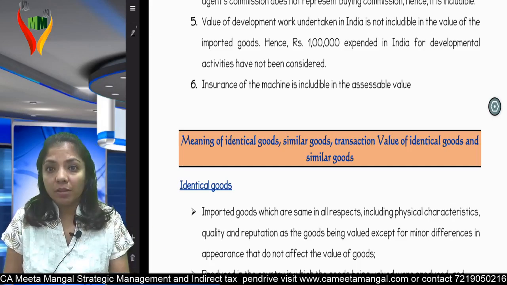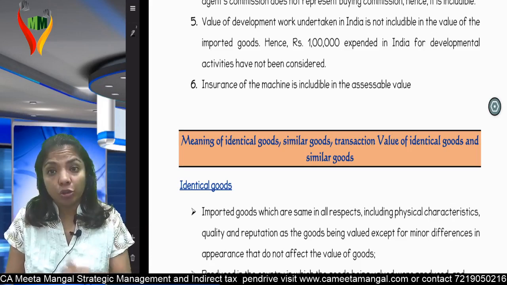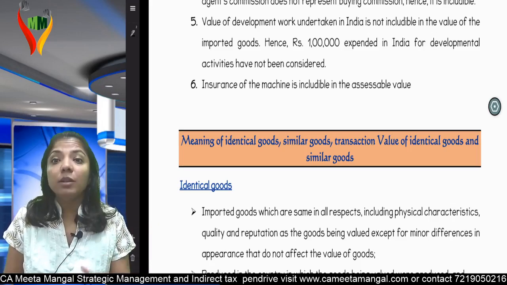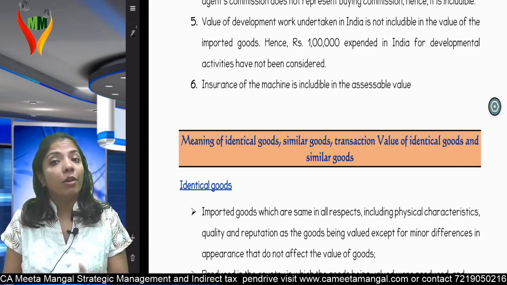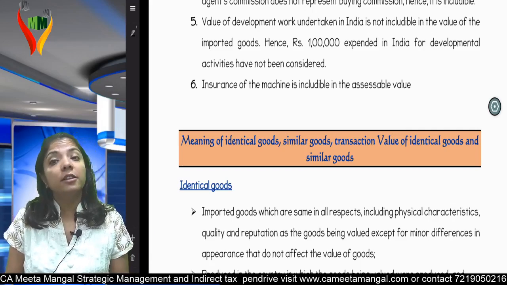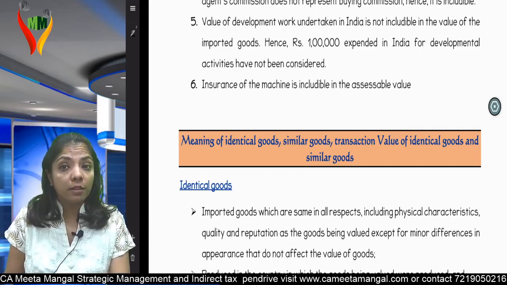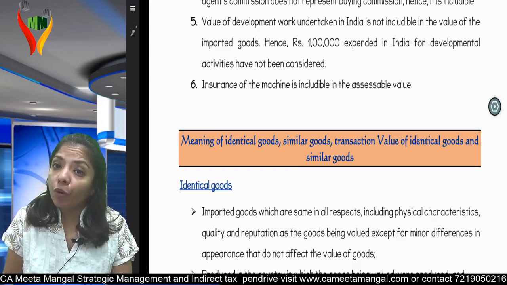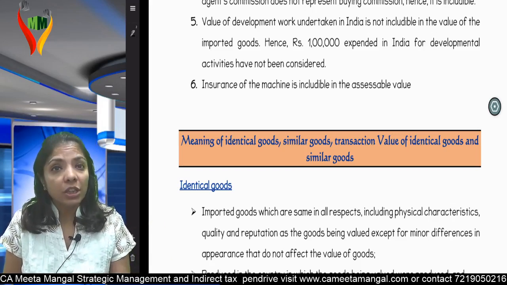Now assume that the proper officer has rejected your transaction value in rule 12. He has some doubt about your truth, about your accuracy. You were unable to convince him. So your value got rejected under rule 12. And when your value got rejected under rule 12, then the proper officer will give you the method.